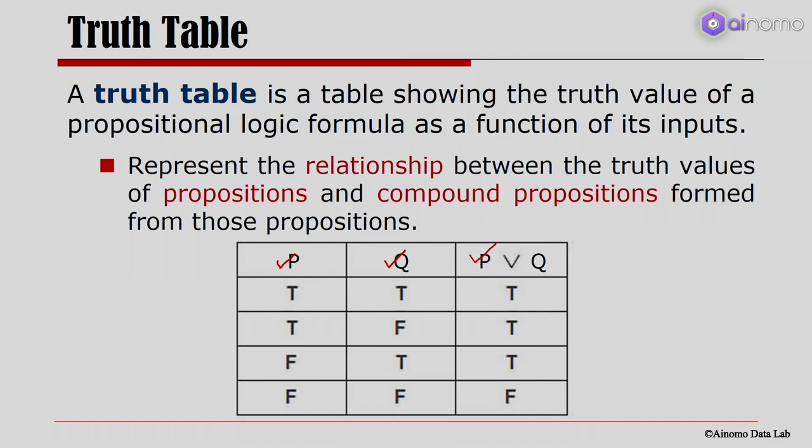P or Q is true when one of the operands, either P or Q, is true. So we have P being true, Q is true, therefore P or Q is true. For the next statement here, P is true, Q is false, but then P or Q is true. Here Q is true, therefore P or Q is true. In the last row, we see that P and Q both are false, and therefore the disjunction is false.